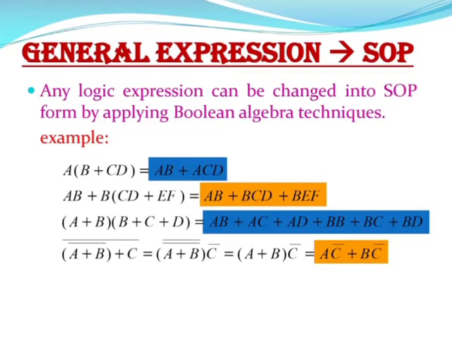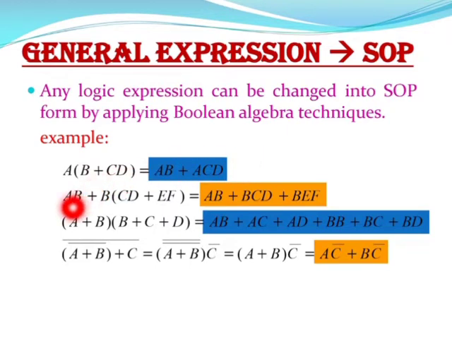General expression of SOP. Any logic expression can be changed into SOP form by applying Boolean algebra techniques. For example, A(B + CD). Here we are going to convert this into SOP form. For that you should take A inside the bracket. So what we will get is AB + ACD. This is an SOP form.